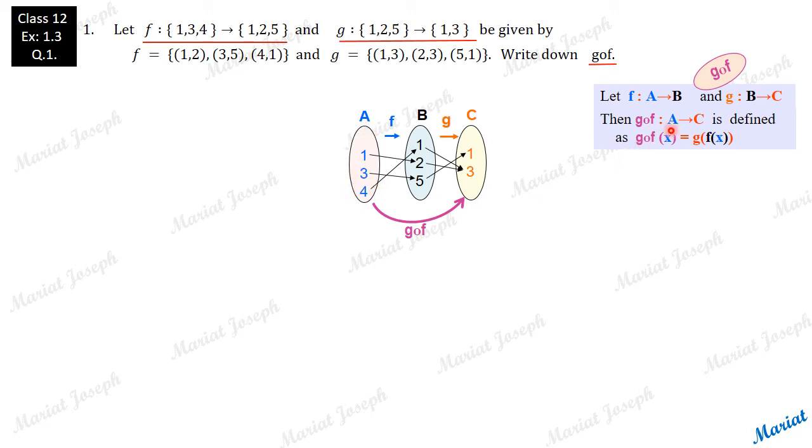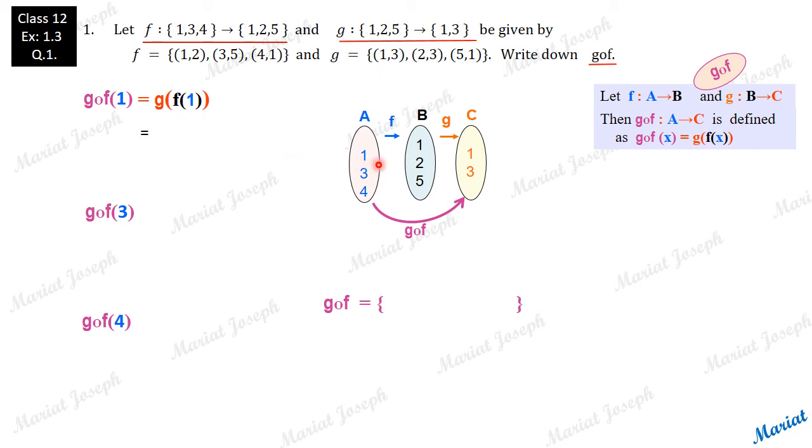GOF is defined from A, and the images we should be getting are in set C. So we will go on calculating each image: GOF of 1, GOF of 3, GOF of 4. These are the 3 images we need to get. Let's go by the definition. GOF of 1 means G of f of 1. That is what the definition says.